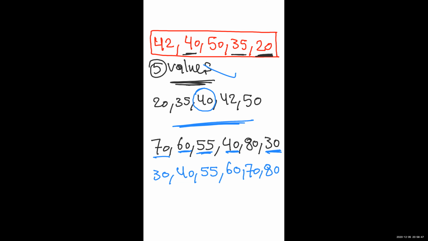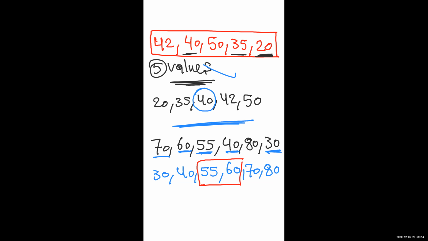Now we said before that the median is the value which is in the middle. Now in the middle, this is 6 elements, so the middle two terms will be 55 and 60. Where do we get 70, 60, 55, 40, 80 and 30? They are just given numbers, any numbers. I just assumed any numbers.